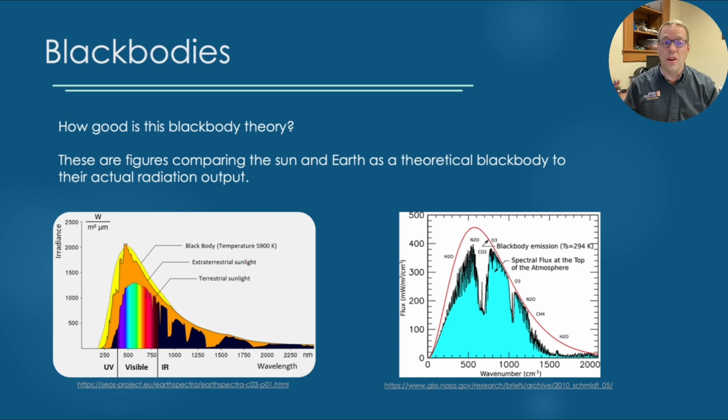Now, in the next video, we're going to do some calculations and show how to use these equations in black body theory and show what is the peak wavelength of light given off by the sun and the peak wavelength of radiation given off by the Earth.